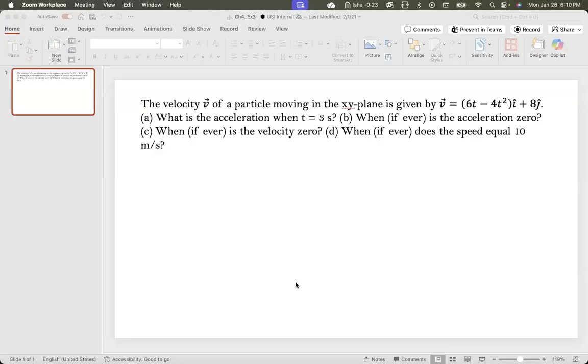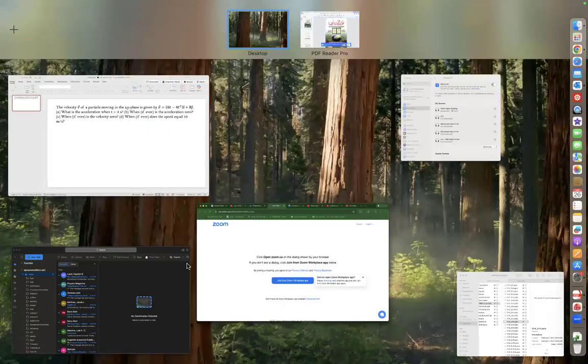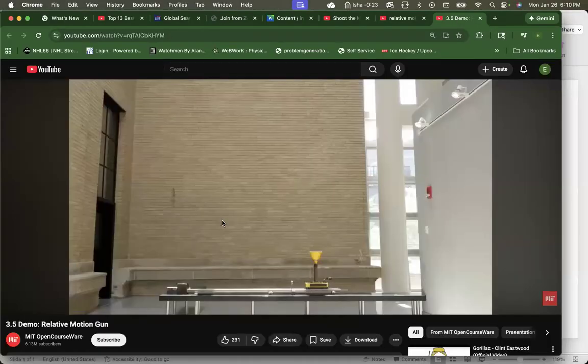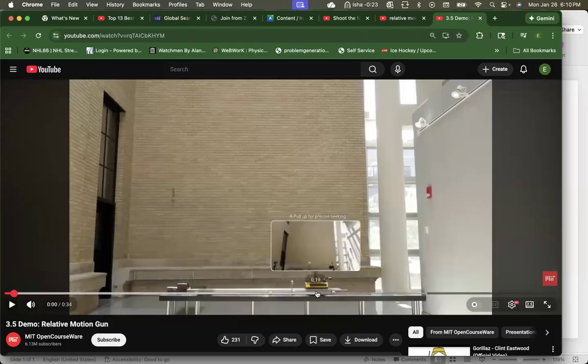All right, so let's watch a couple quick little videos here. The first one we're going to watch is this one. I actually stole it from MIT, as you can see on here. Anyway, this is what's known as a relative motion gun.